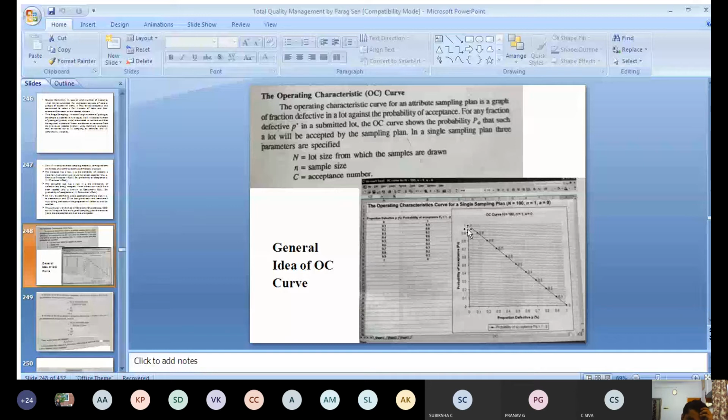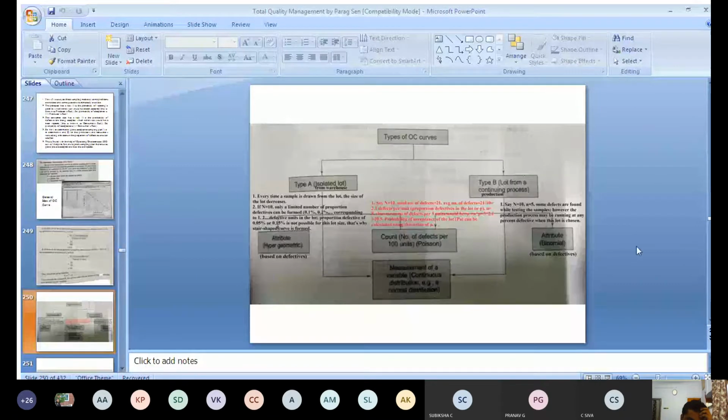This is the general idea. It is just like a straight line. This is applicable only to this data. So this is the general idea of the OC curve. But in practice, there are three different types of operating characteristic curve: type A, type B, and type C.